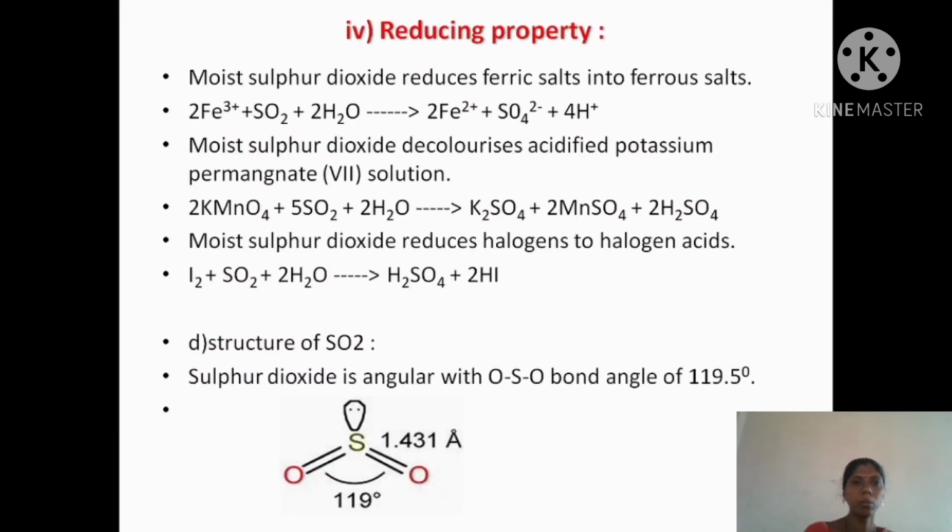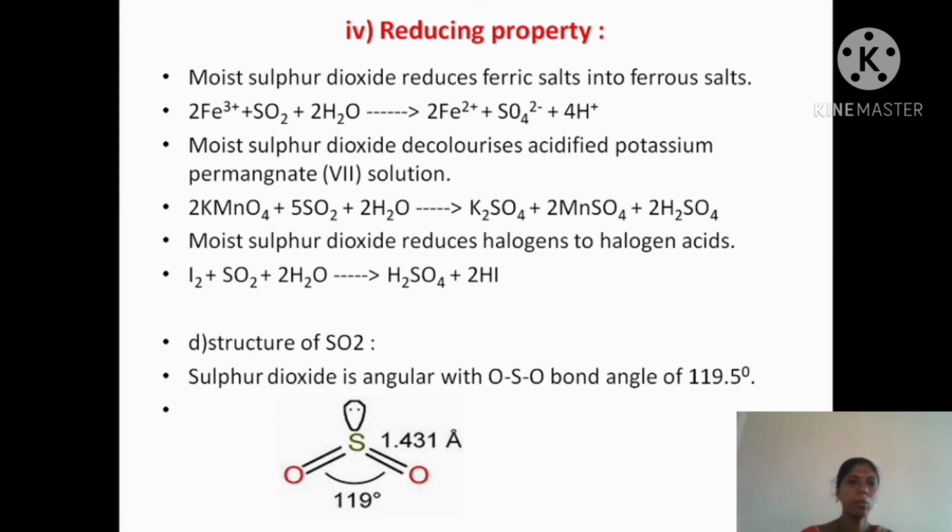Then fourth, reducing properties. Moist sulfur dioxide reduces ferric salt into ferrous salt: 2 Fe3+ plus SO2 plus 2 H2O forms 2 Fe2+ plus SO4 2- plus 4H+.